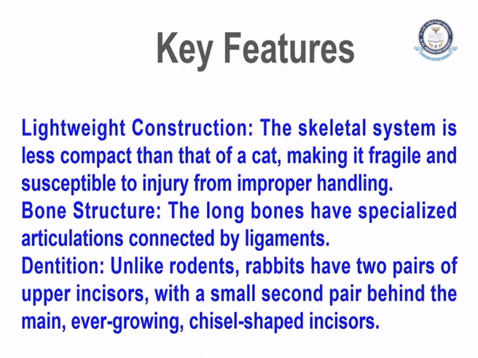Now, a key feature of the rabbit is that it is a lightweight construction. The endoskeleton is very light and fragile, and it is susceptible to injury from improper handling. As you can see, the rabbit is very light, having a lightweight endoskeleton. The skeletal system is porous, and the bone structure is specially articulated. It consists of ligaments and dentition.